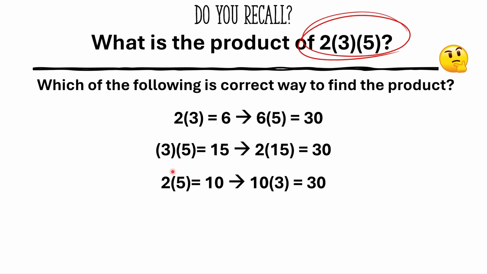We don't necessarily always have to do 2 times 3 times 5. We could switch it up. We could say 3 times 5, which is 15. Then I have 2 times 15, which is going to give us 30. So it's going to give us the same product of those factors. I can also do 2 times 5, which is 10, and then 10 times 3, which will give us 30.